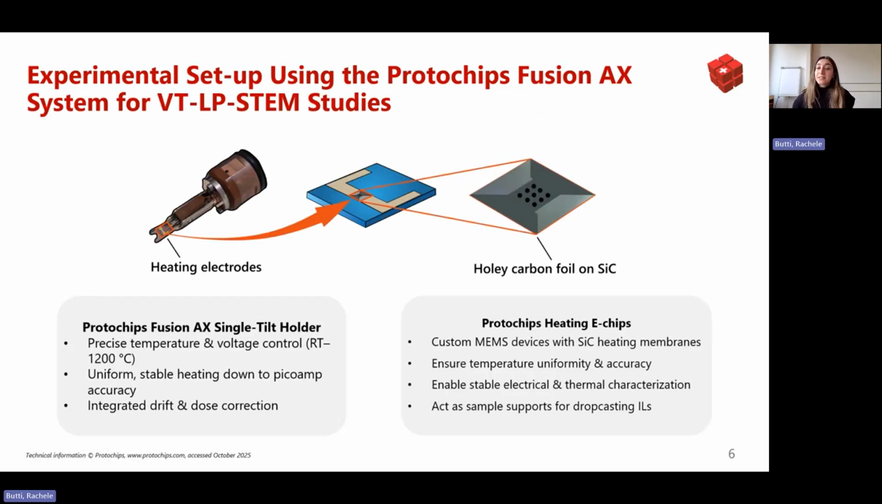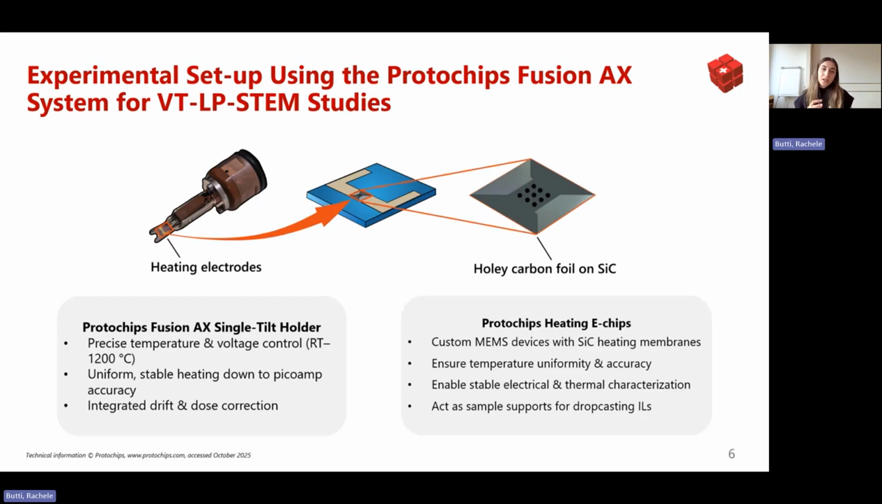So this slide represents what my experimental setup looks like. In the image, we see the Protochips Fusion holder, which I also use in my daily experiments. This allows us to have precise temperature and voltage control up to 1200 degrees. It also promotes uniform and stable heating to a very precise accuracy, and it has integrated drift and dose correction when performing imaging.